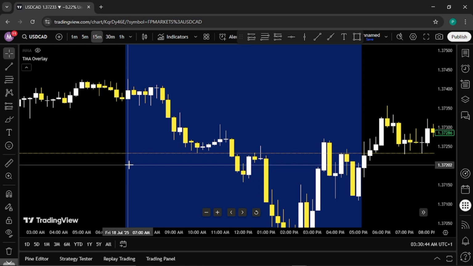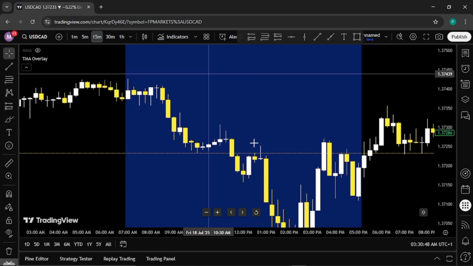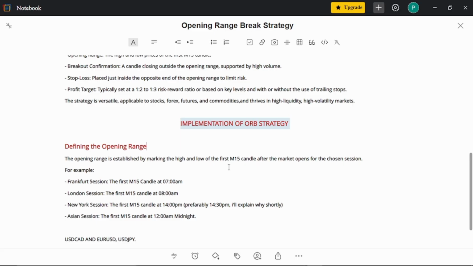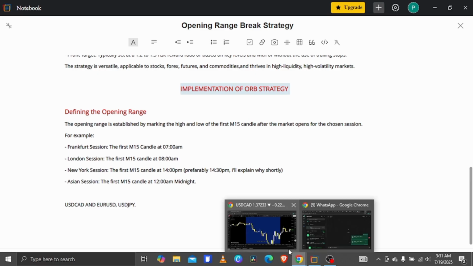And then this is 7 a.m. Frankfurt open. If you go back to our chart, let's briefly go back to our chart. I said Frankfurt open, the first candle, the first 15 minutes candle. So we defined the opening range, right? And we said the opening range is established by marking the high and low of the first 15 minutes candle after the market opens for the chosen session. For example, Frankfurt session.